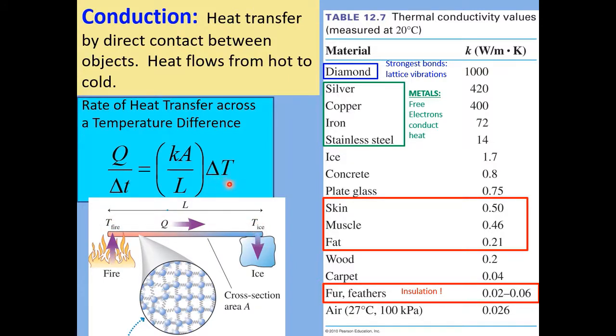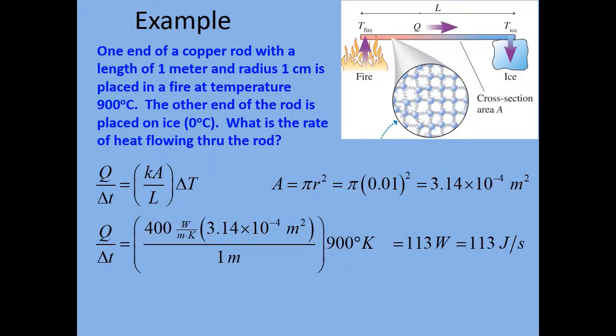And again, if there's no difference in temperature, you're not going to get any heat flow. If delta T is 0, then the rate of heat transfer will be 0. But for large delta T's, in other words, if you have something really hot on one end and really cold on the other end, that's going to mean a lot of heat is going to flow through this object. So let's look at an example here.